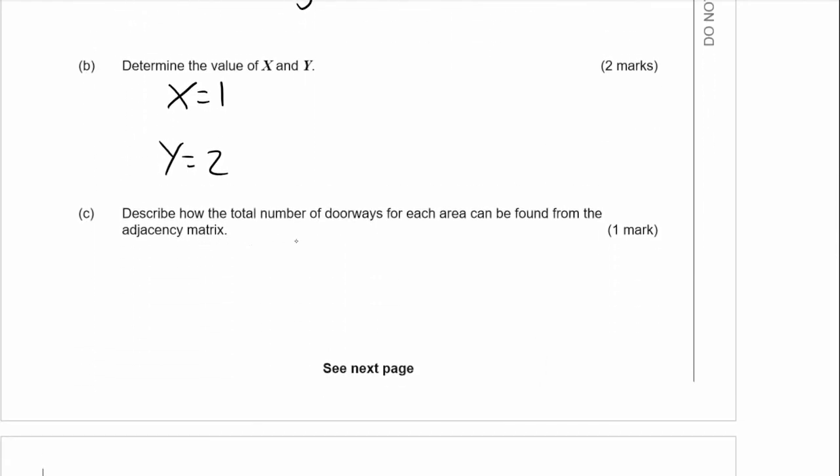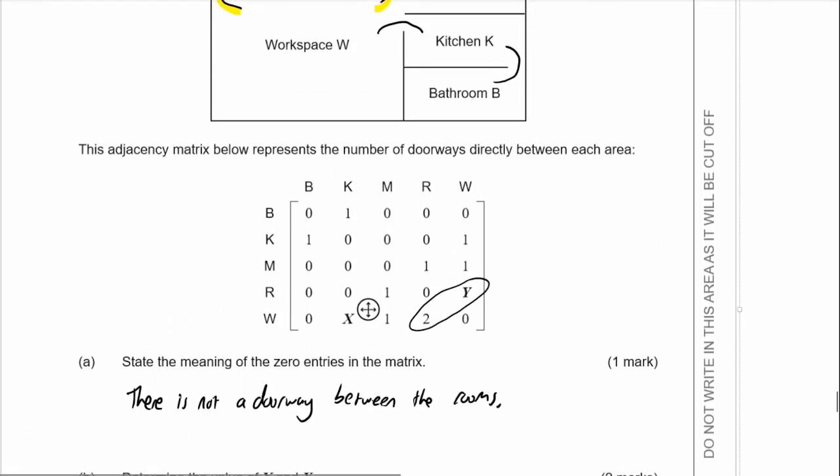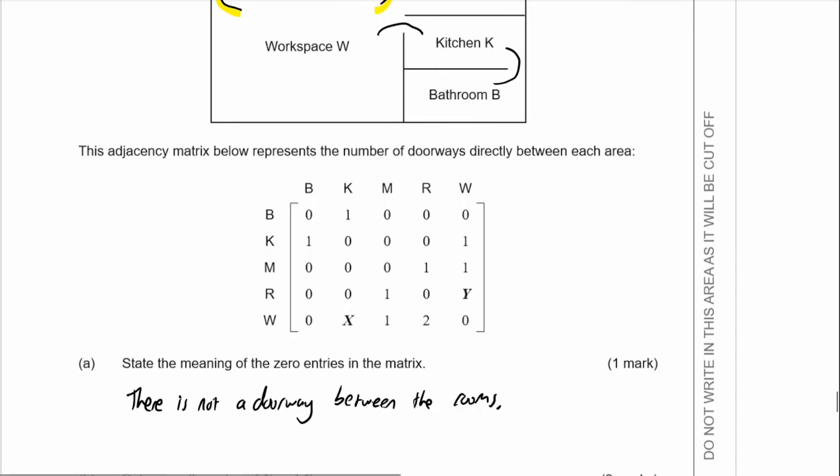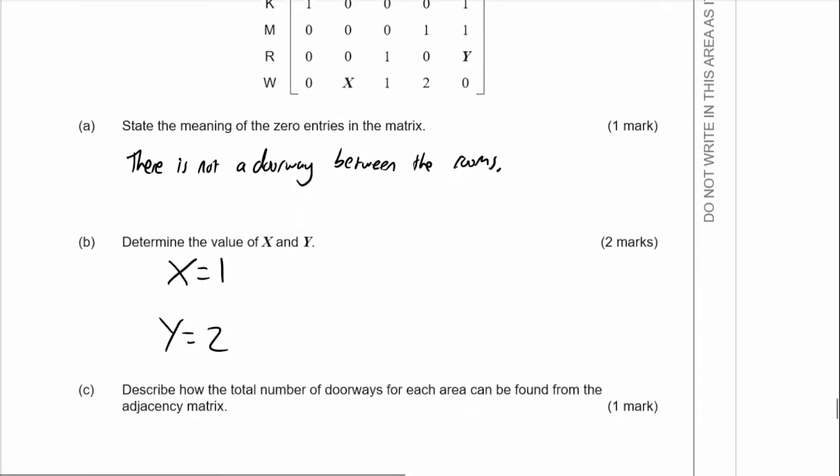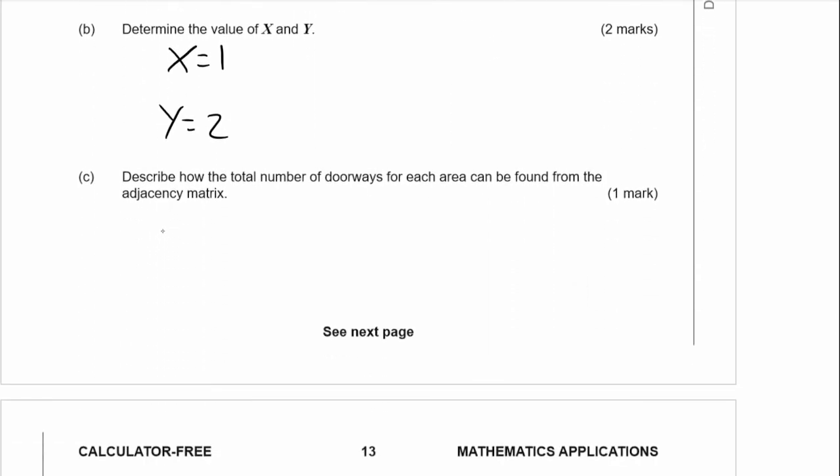Describe how the total number of doorways for each area can be found from the adjacency matrix. Well, all we really need to do is we just need to add up the rows. Because remember, row 1 is how to get from B to B, B to K, B to M, B to R, B to W. So we just need to sum each row.